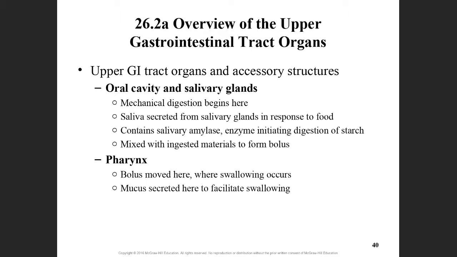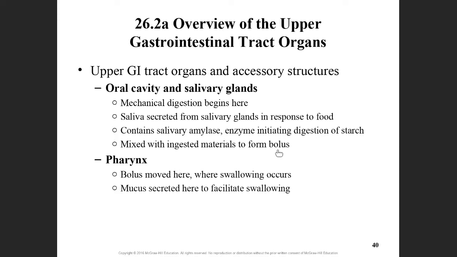And I will start from the oral cavity for you. In the oral cavity, we have mechanical digestion, which we call mastication. It starts from the oral cavity. We have secretion of saliva from the salivary gland in response to food being present within the oral cavity. We have mixing of the ingested material and the saliva, and we have a wet mass which we call bolus. And this bolus moves through the pharynx to go to the esophagus.